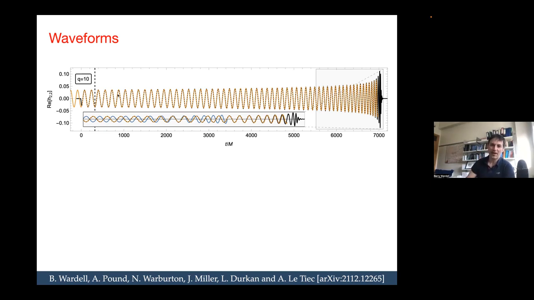So this is Q10. That's about as good as NR can do. Maybe they can now go to Q20 or a little bit more, but it's kind of in the ballpark of the limits of numerical relativity. And it seems that gravitational self-force waveforms are doing quite well even there. So it's worth thinking, well, how far can we push this? And of course, the ultimate limit is equal mass, Q equals 1.